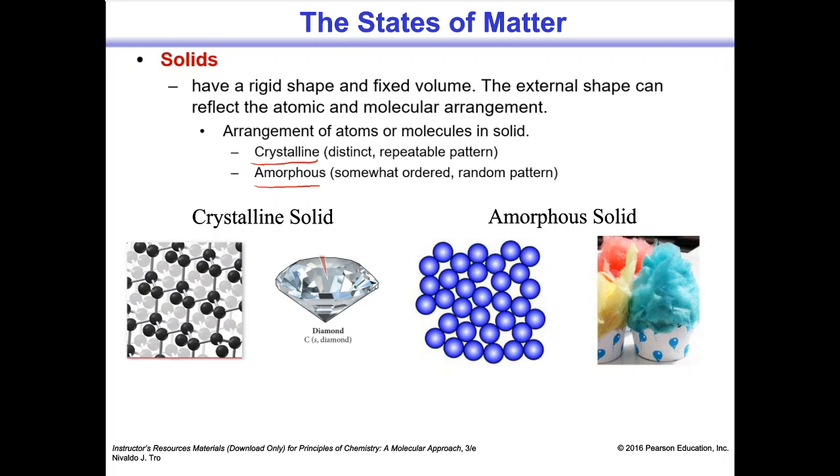Or if it's disordered, where we just have the atoms sort of in a random arrangement, sort of smashed together, that's going to be amorphous. It's ordered because it's still a solid compared to a liquid or a gas, but compared to a crystalline solid, it has almost no order to it. And again, I give the example of cotton candy, just as an easy way to remember it.